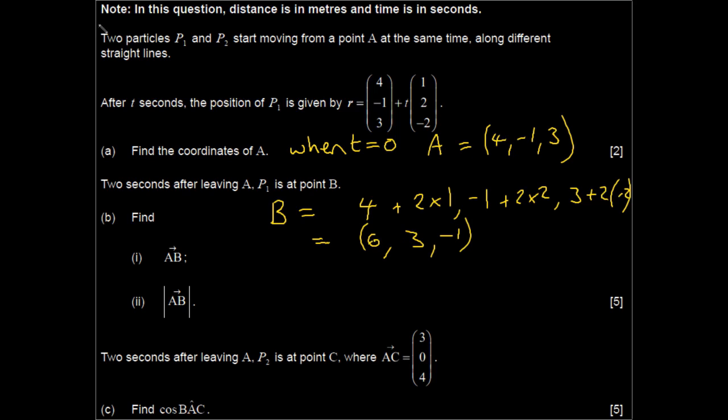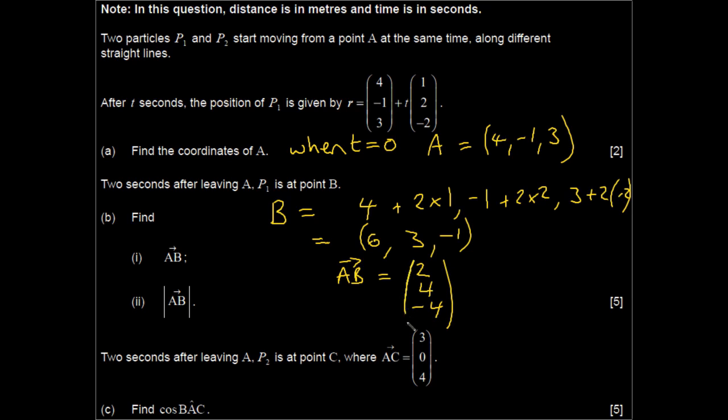I could then say that A to B, from 4 to 6, would be up 2. Then from minus 1 to 3 would be up 4. And then from 3 to minus 1 would be down 4, so that would be minus 4.